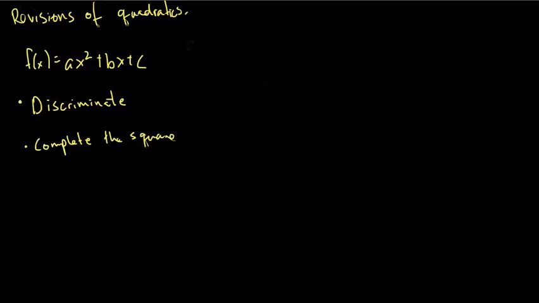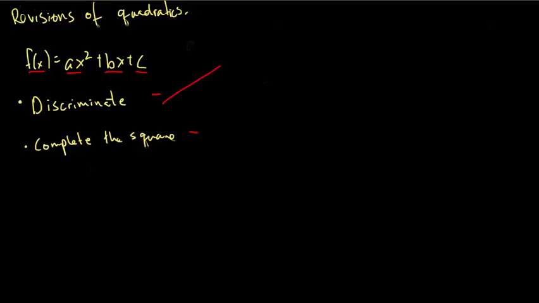Hey, welcome back. So let's just start off with giving a general formula for a quadratic. That will be f of x equals ax squared plus bx plus c. And there are two ways that you can solve for any kind of quadratic. The first one would be the discriminant, and the next one would be completing the square.